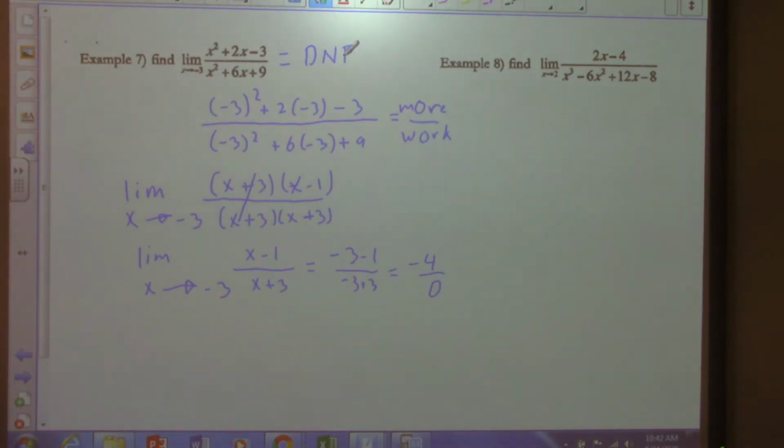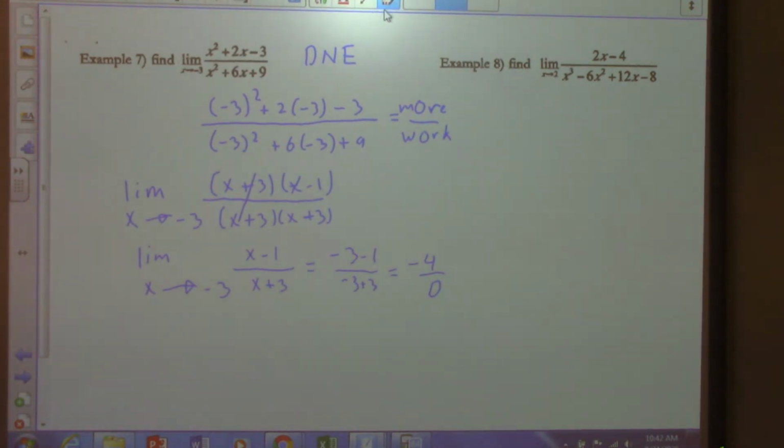Now, is it going to be equals does not exist? No, it just does not exist, because we don't want two verbs in our sentence. So that's it. We don't know if it goes toward negative infinity or positive infinity.